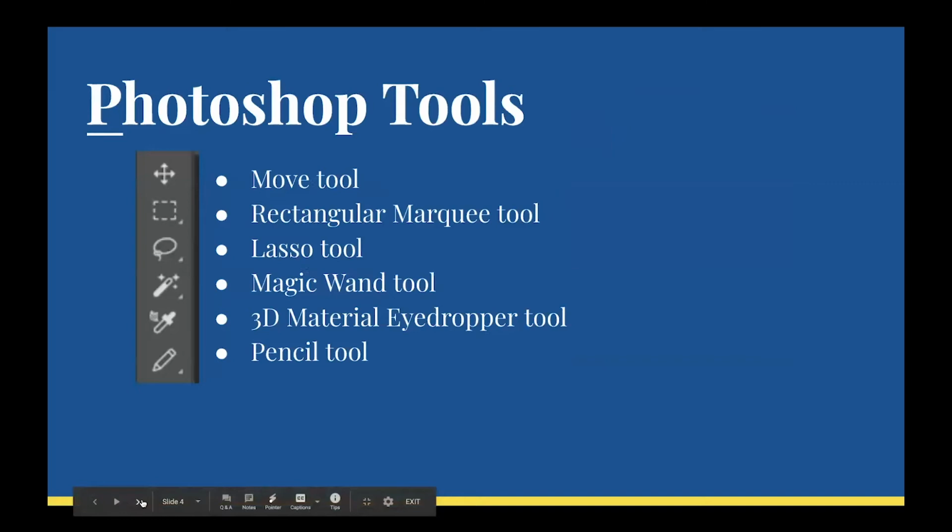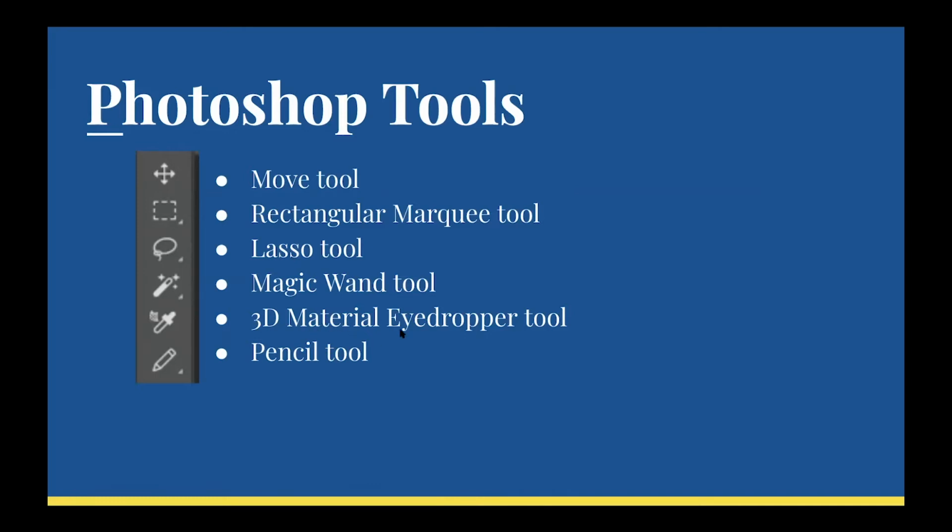So we're going to go over about 3 to 4 slides of just tools. Like I said, I personally don't really do anything outside of retouching on Photoshop, but if you want to get a little more complicated, make some posters, some flyers, you can actually use these tools to do it as well. So you have the Move tool, the regular marquee tool, the lasso tool, magic wand, 3D material eyedropper, and the pencil tool. Out of these, I personally only really use the 3D material eyedropper.